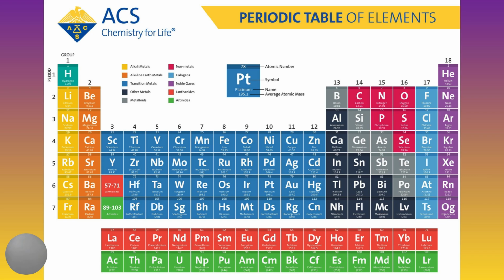As you can see here, one way the periodic table is arranged is from lightest to heaviest. Hydrogen is the lightest, second is helium, then lithium and beryllium. So these four elements are the light elements.